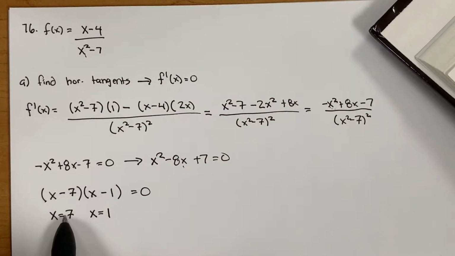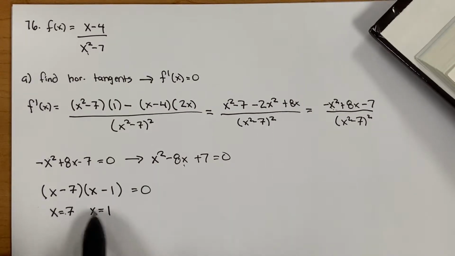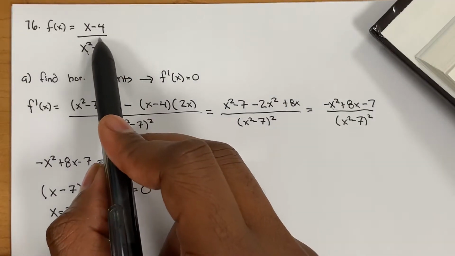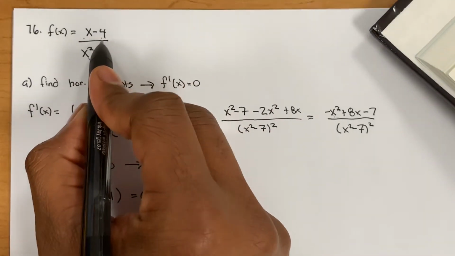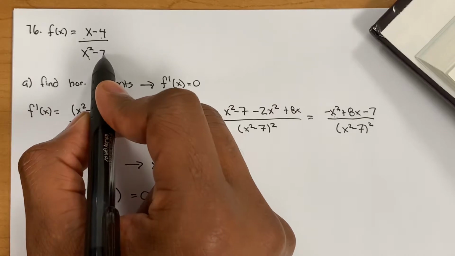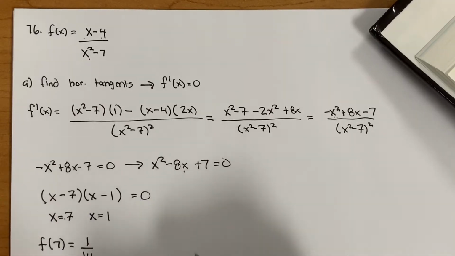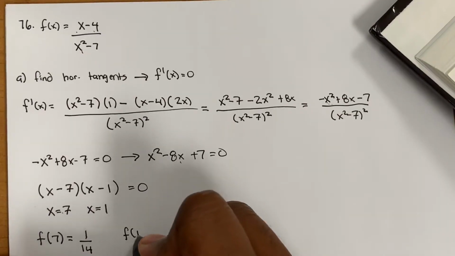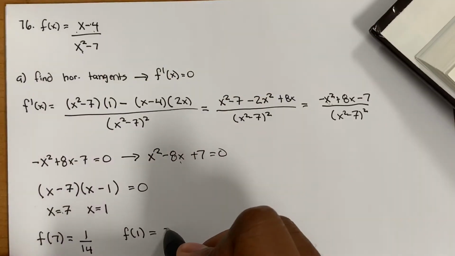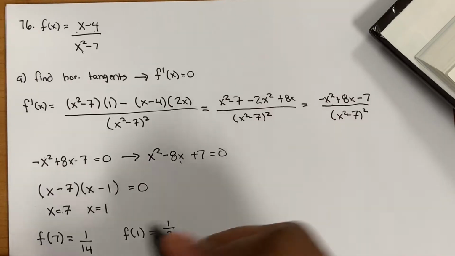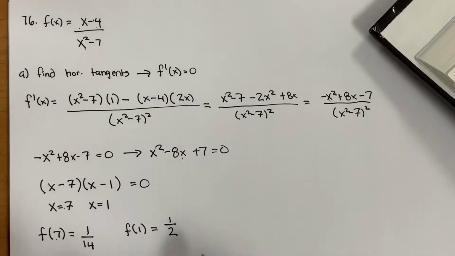If we had to find the point where f of x has horizontal tangents, we would take each of the x values that we found and substitute them back into the original function. And so we can do that. F of 7 is going to equal 7 minus 4, which is 3, over 49 minus 7, which is 42. So 3 over 42 is 1/14. And then f of 1 is negative 3 over negative 6, which is positive 1/2. So we have a horizontal tangent at (7, 1/14) and (1, 1/2).